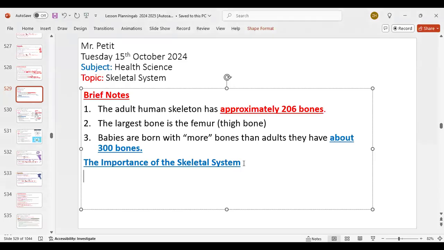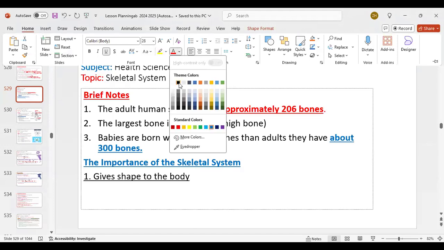The first thing that we can say is what? Are you getting at me now, right? Yes, sir. So the skeletal system gives what? Shape. Yeah, it gives shape to the body. So it gives the body its shape.